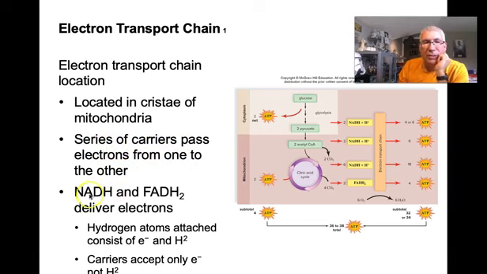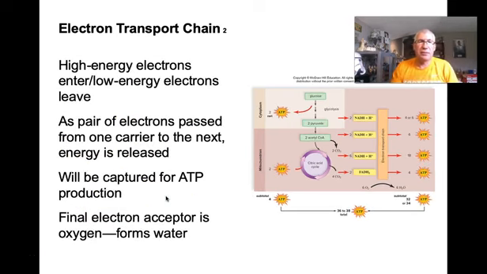It's a series of carriers that pass electrons from one to another. And I kind of mentioned this NADH and FADH2. Their molecules are kind of like a car that delivers the electrons for the electron transport chain. So it's located in the cristae in the mitochondria. It's a series of carriers that passes electrons from one to another. And these two molecules, NADH and FADH2, deliver the electrons themselves.